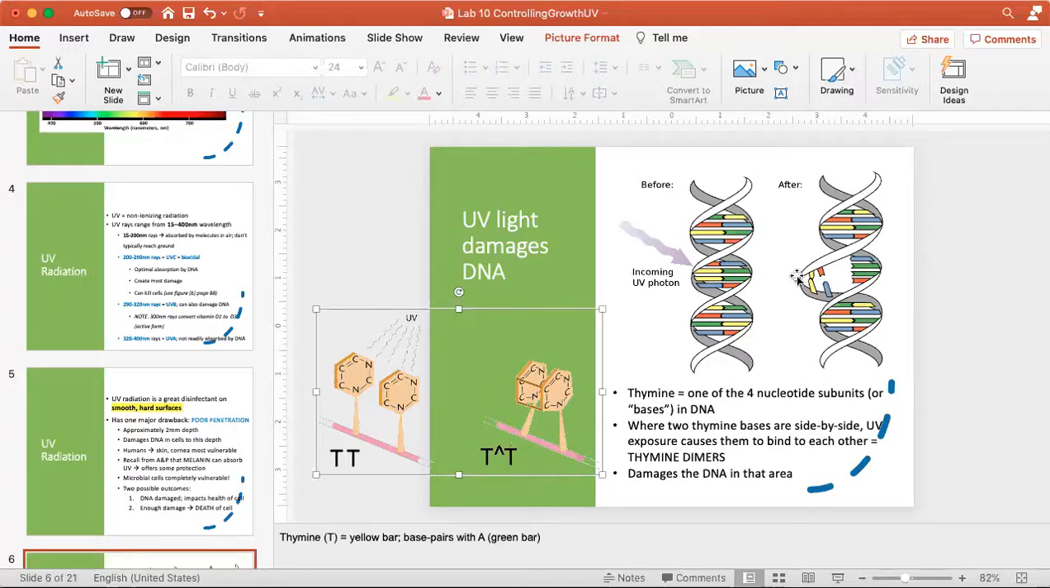So that creates this mess, as you can see in the drawing. Now the 2 yellow bars, they're not reaching across and binding with the green adenines. They're binding with each other. And look what has happened in that area. The double helix is not right anymore. It's broken in that area. The DNA molecule has been damaged.